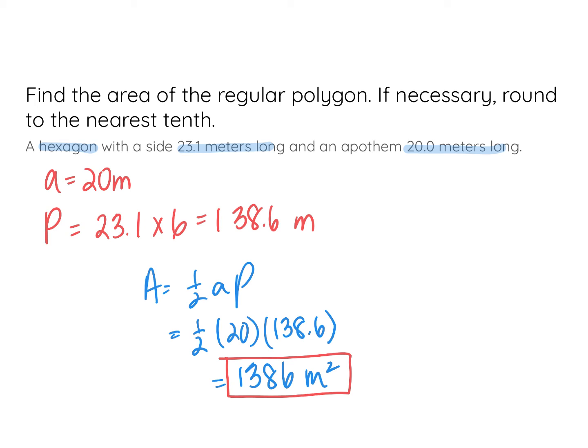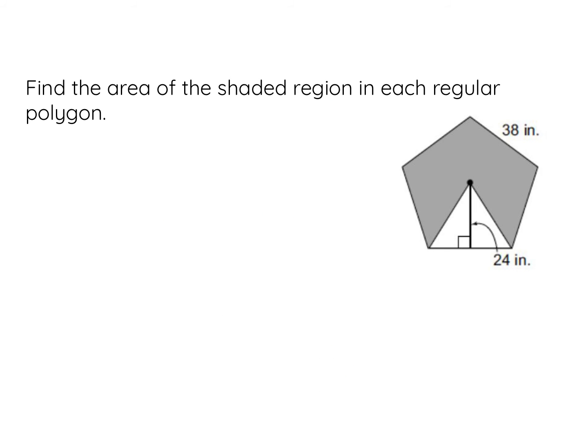Okay, so again, all you're doing, you know the formula. Anytime it says regular polygon, you just have to find the apothem and the perimeter. The apothem will be given to you. The perimeter, you're going to be given a side length, so just take the side length times the number of sides, plug it into your formula.